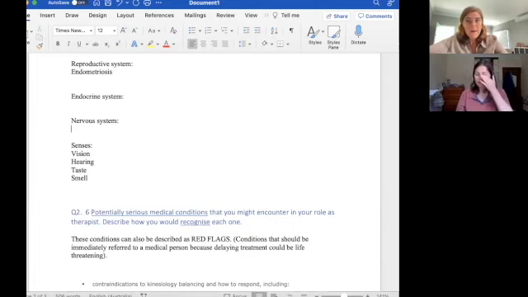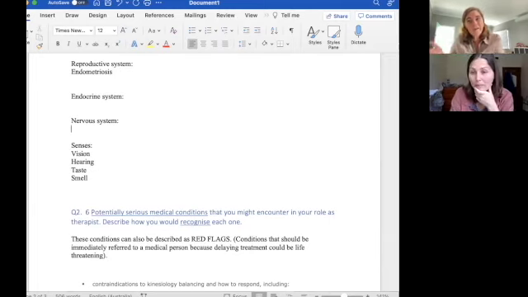So the GP sent somebody for a headache, to give them bone therapy to relax them, to see if we can reduce the pain level, but there was actually something sinister underlying that nobody knew. That's going to happen occasionally. Not common, but occasionally.